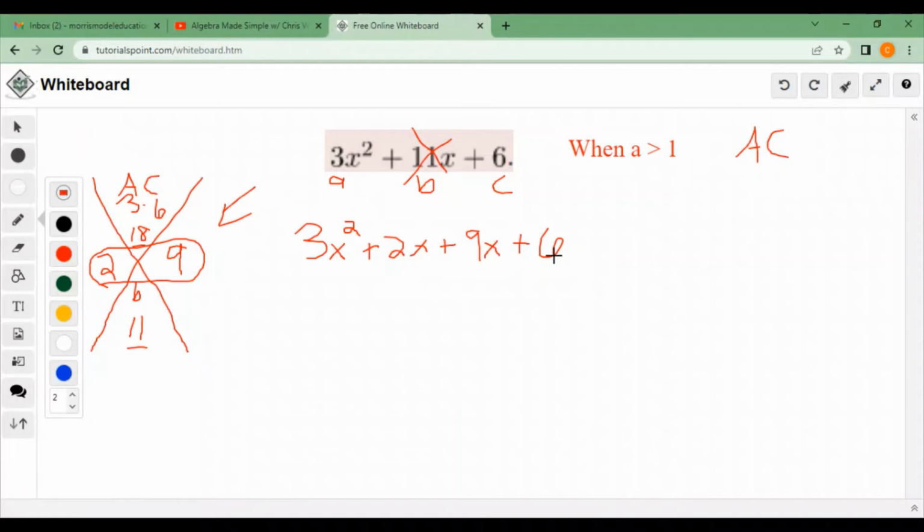So what we accomplished is we've turned this from being a trinomial, where there are 3 terms, into what's called a 4-term polynomial. I see 4 terms: 3x squared, 2x, 9x, and 6, okay?